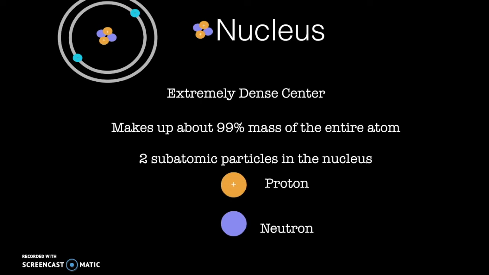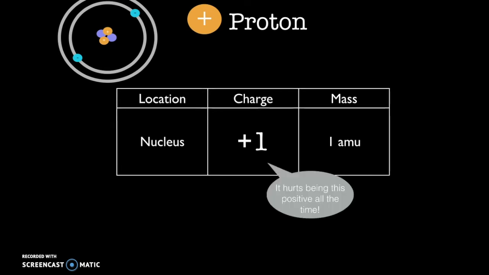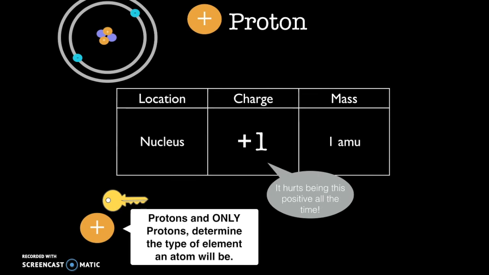Let's talk more about the characteristics of our subatomic particles. The first subatomic particle that we're going to talk about is our protons. And like we said, the protons are located in the nucleus of our atom. These protons have a charge of +1, and a mass of 1 AMU. AMU just stands for atomic mass unit. One key idea that I want you to notice and write down is that protons, and only protons, determine the type of element an atom will be.